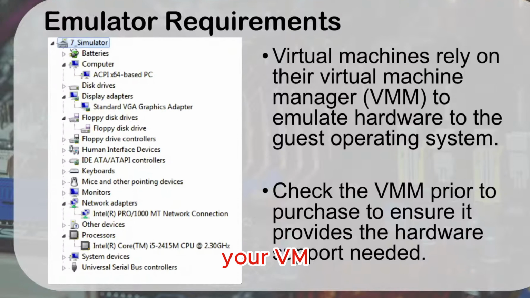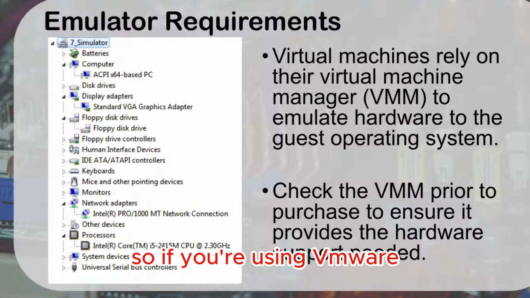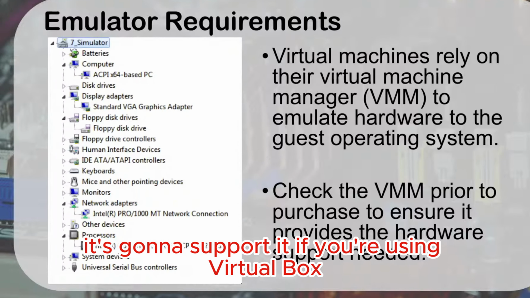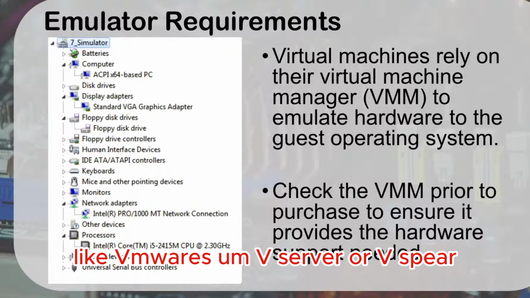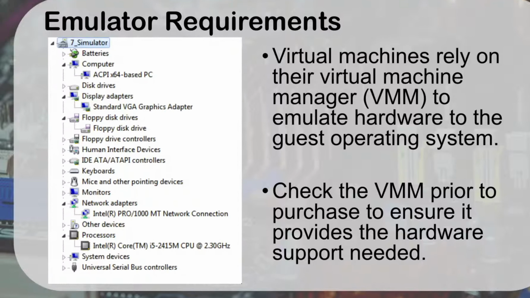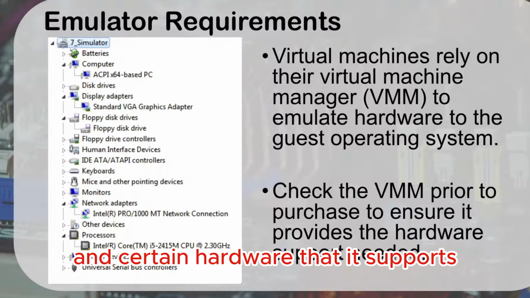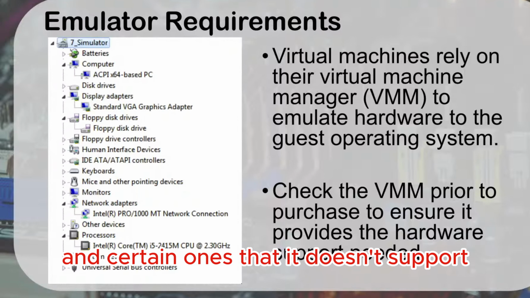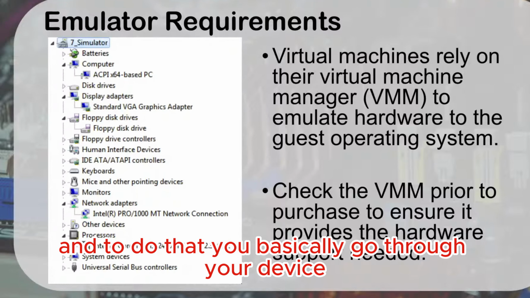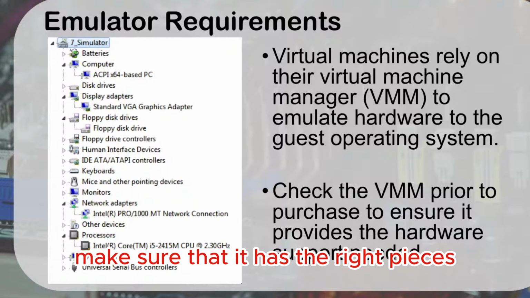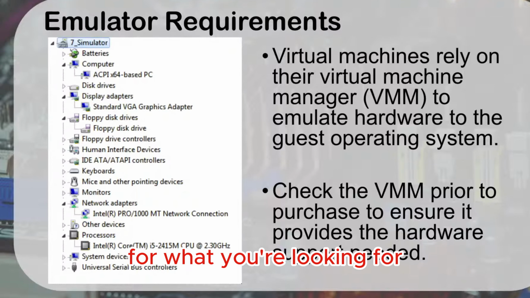Your VMM needs to ensure it supports the hardware that you're going to put it on. So if you're using VMware, it's not a big deal. It's going to support it. If you're using VirtualBox, it's going to support it. But if you want to use some of these ones that are like virtual desktop environments, like VMware's vServer or vSphere, it has certain requirements and certain hardware that it supports and certain ones that it doesn't support. And so you've got to make sure it supports the one that you want to put it on. To do that, you basically go through your device manager and make sure that it has the right pieces for what you're looking for.